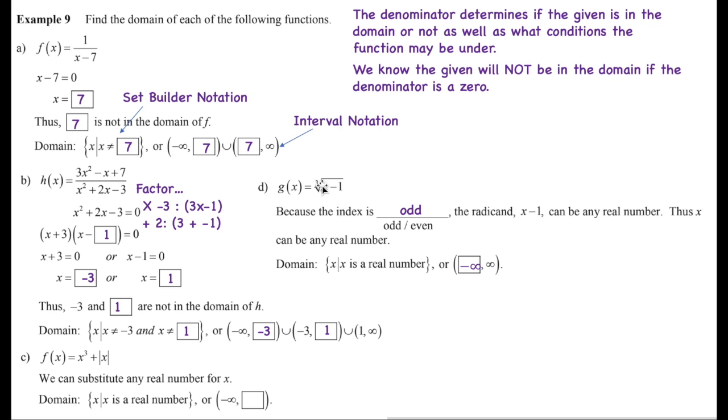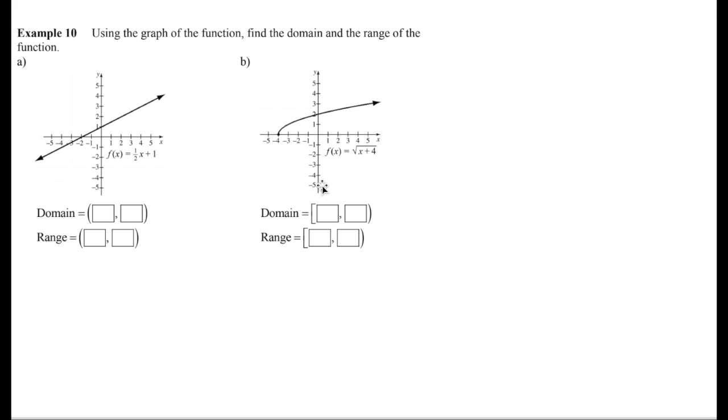And if you were to graph this, you would see that it would move from left to right on our graph without any holes, jumps, or skips. Let's use the graph of the function to find the domain and the range. Again, x is our domain, and our y values are our range.